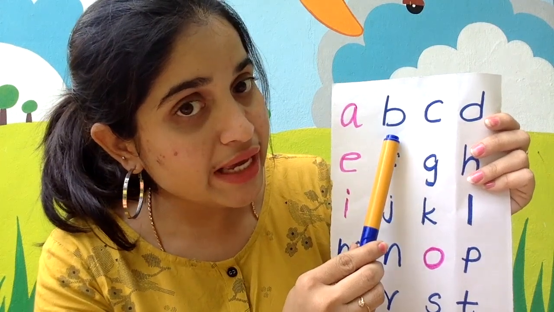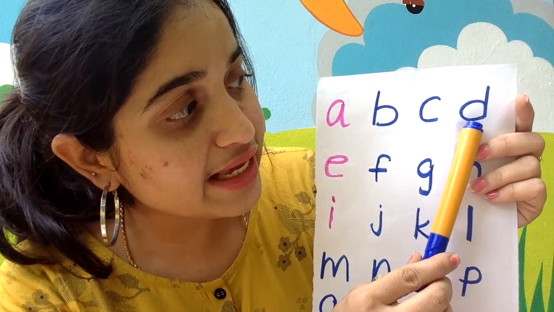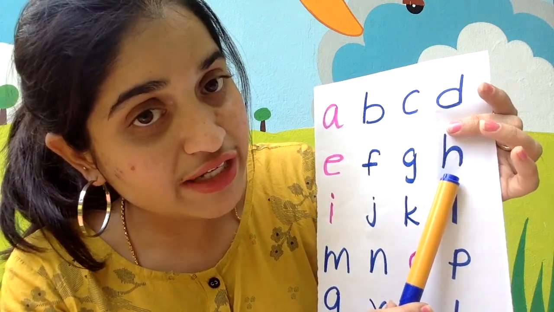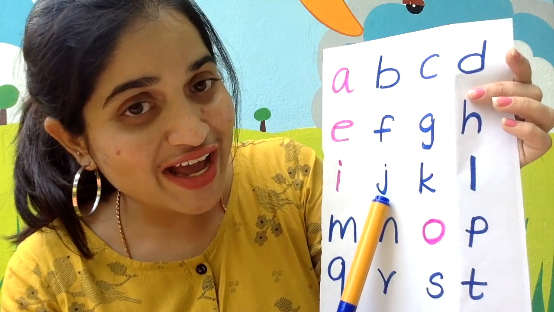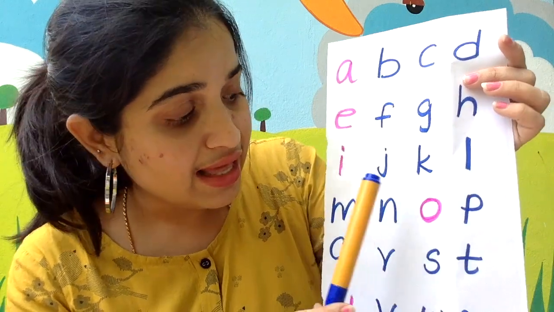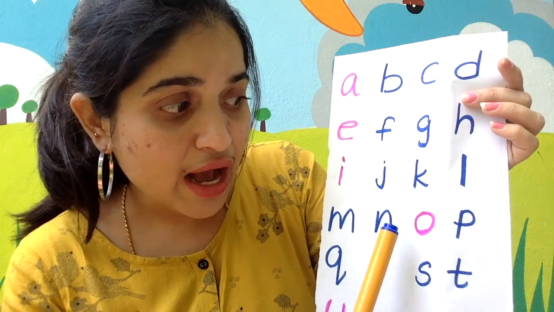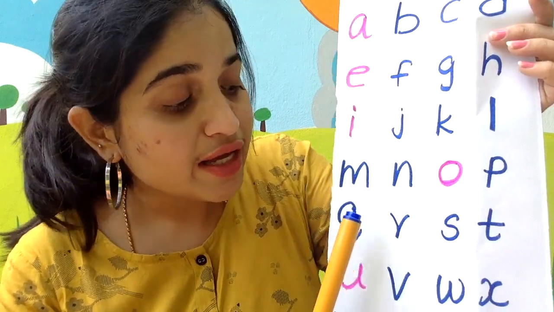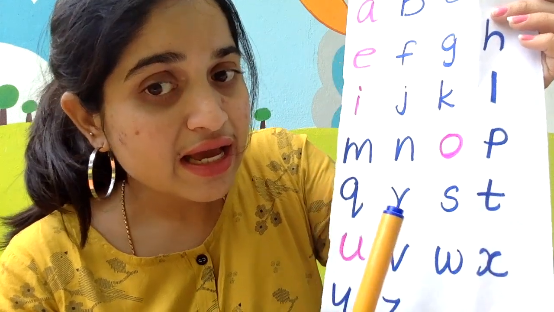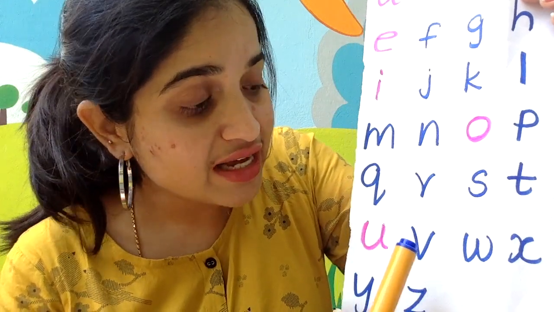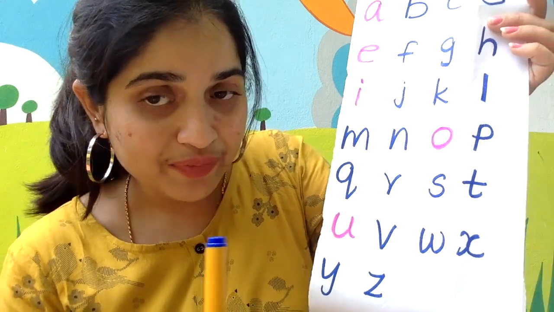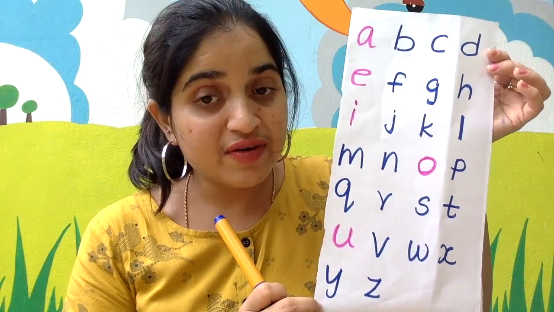A, B, C, D, E, F, G, H, I, J, K, L, M, N, O, P, Q, R, S, T, U, V, W, X, Y, Z. Alright children, so this is called the alphabet pronunciation.